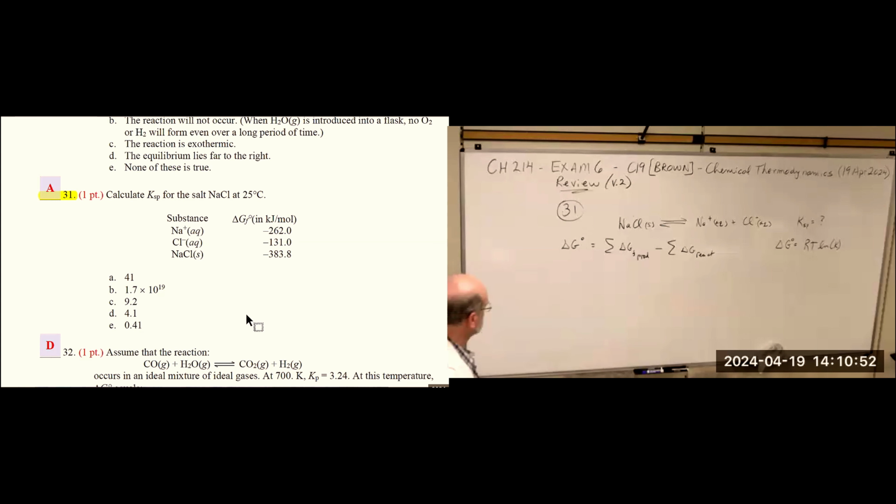Yes, there's a negative. I thought there was a negative sign. Okay, so that's where we're headed. We're going to use this formula, but we have to find out what that delta G is.